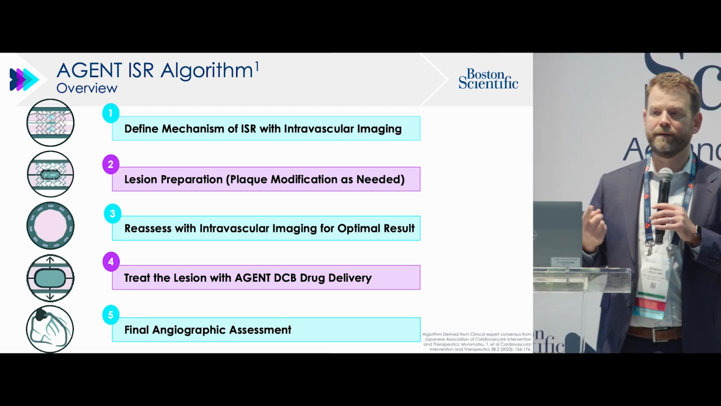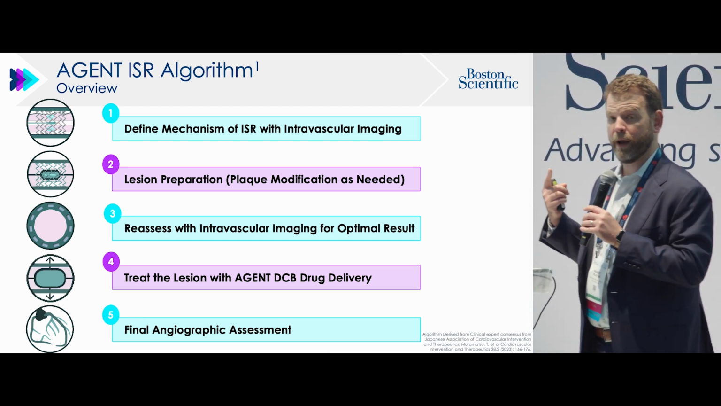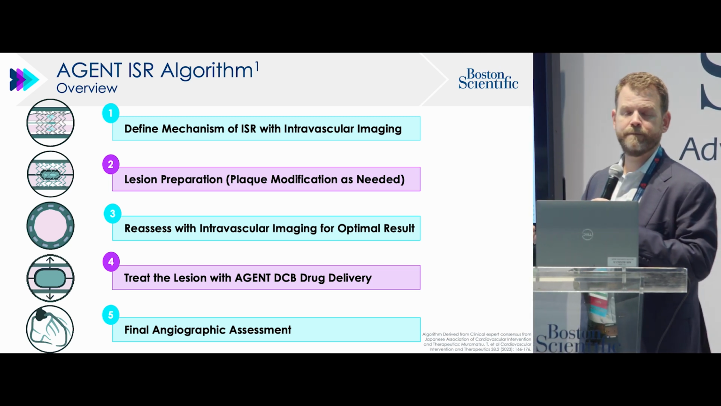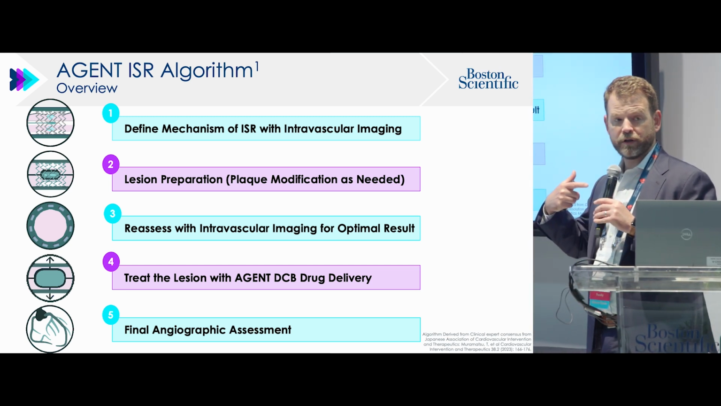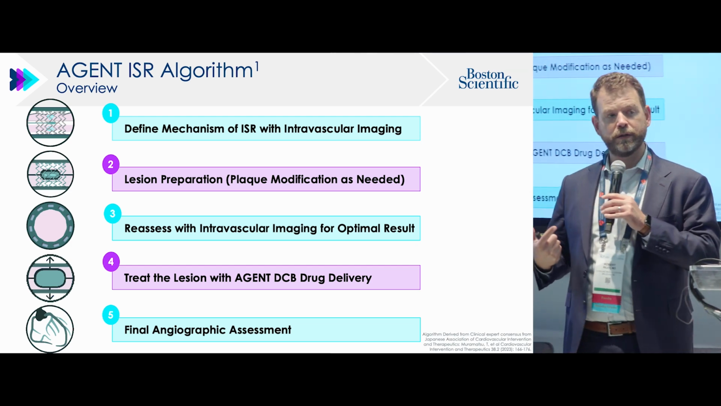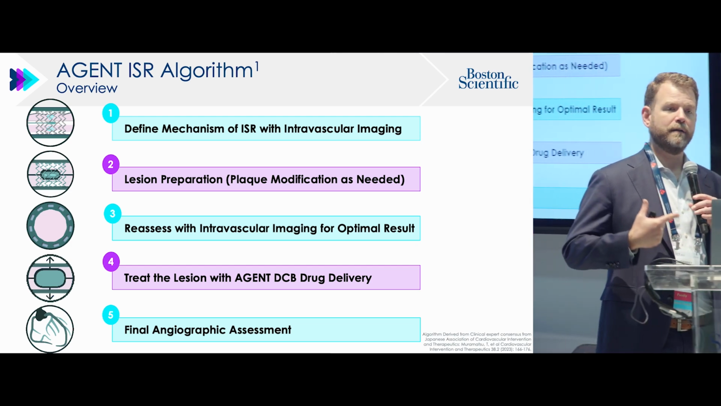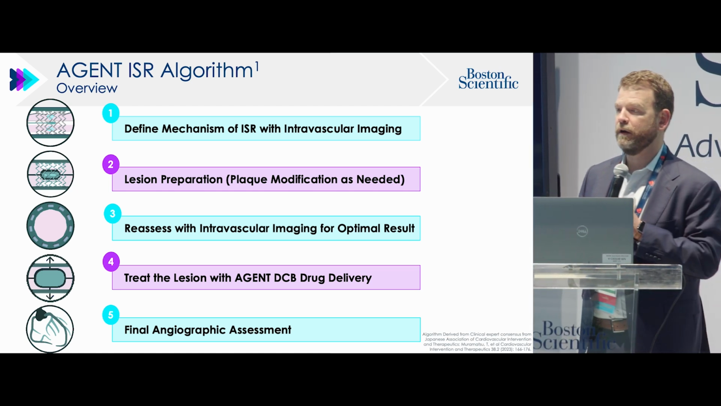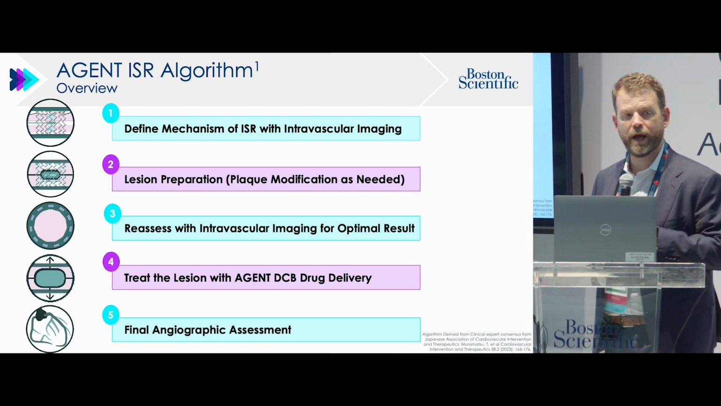One, why did the stent fail? Is it because there wasn't good prep first? Do we need to modify exogenous things like calcium? Is it that there's neoatherosclerosis that's occurred? Could it be late stent thrombosis? Or could it be calcified neoatherosclerotic plaque? These are all very different mechanisms of failure and sometimes require different treatment strategies.